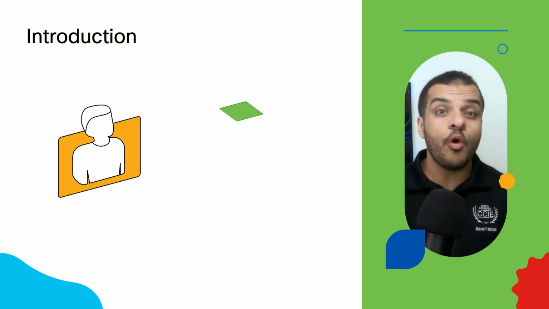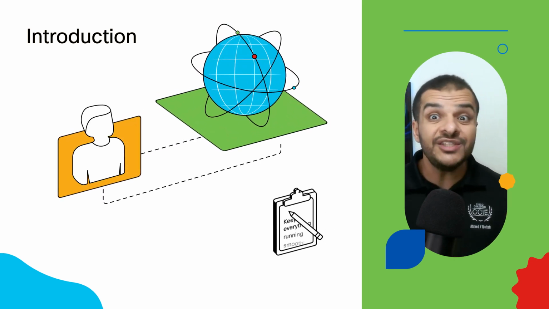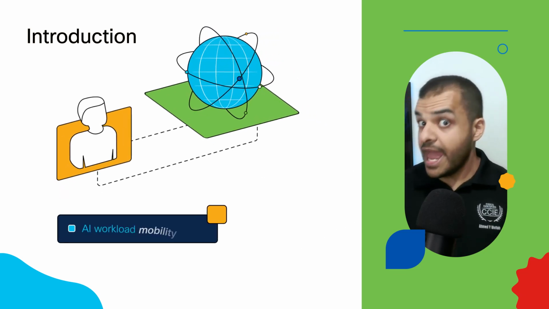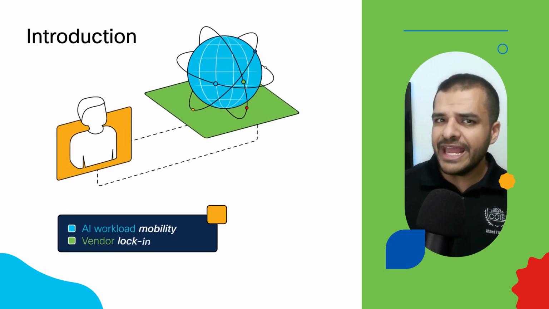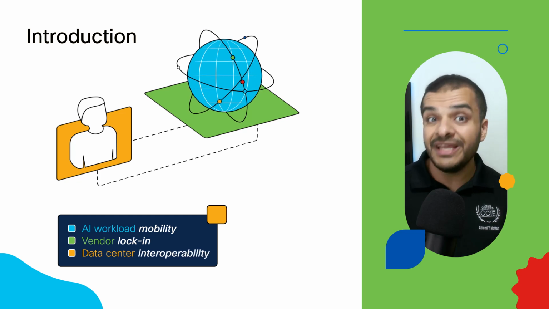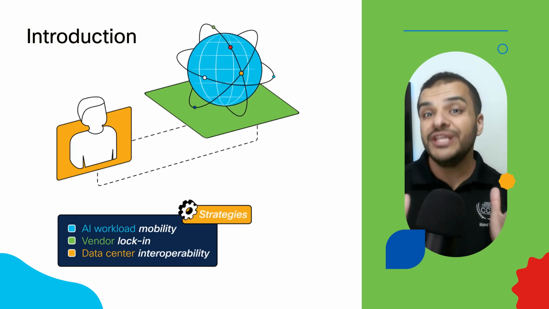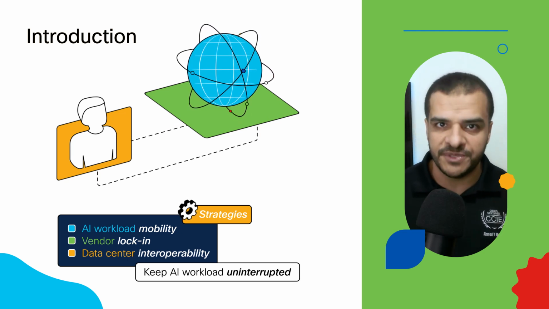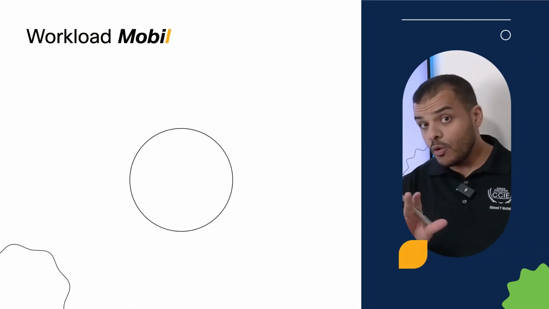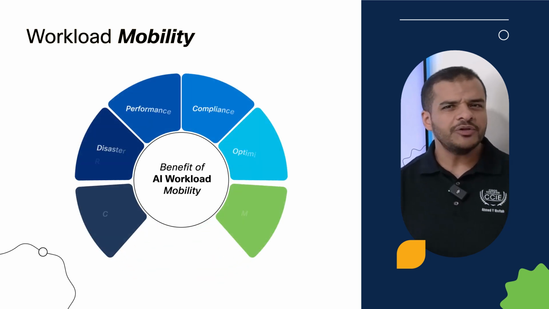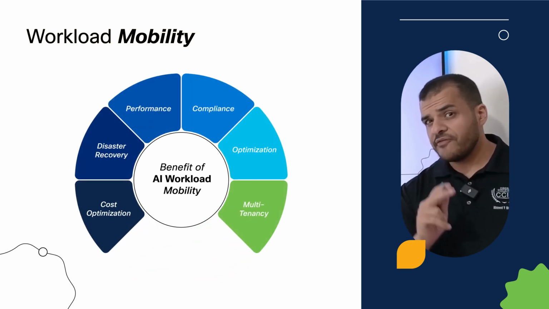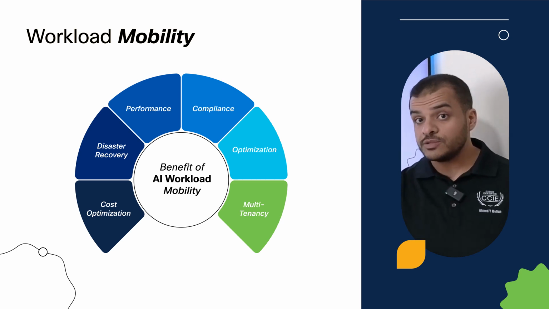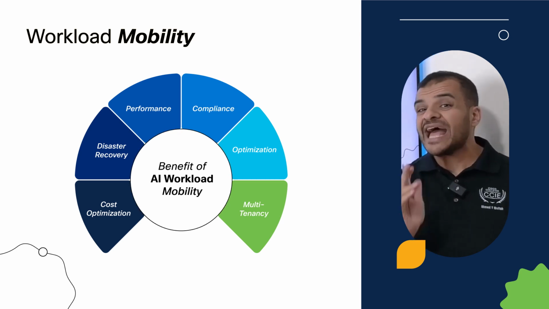If you're responsible for a global enterprise where you need to keep everything running smoothly, no matter the location or the demand, AI workload mobility, vendor lock-in, or data center interoperability are the strategies that you need to shoot for in order to keep your AI workload uninterrupted. AI workload mobility is like having the power to shift resources and applications effortlessly, whether it's across data centers or maybe between different cloud providers, which is going to ensure that you're always ahead of the game.